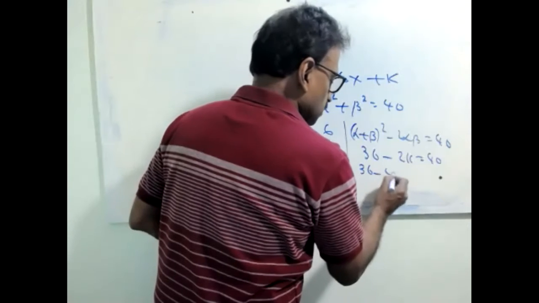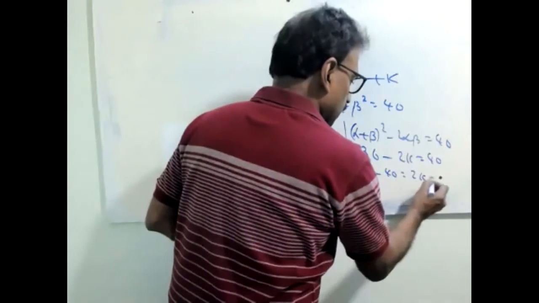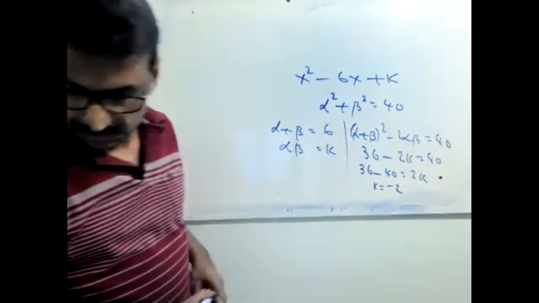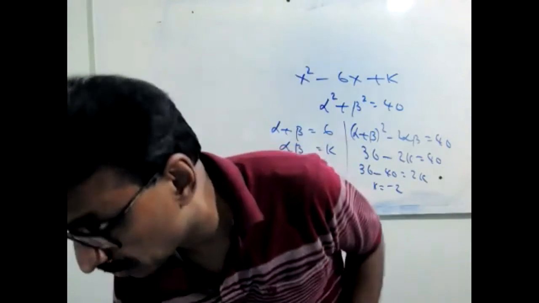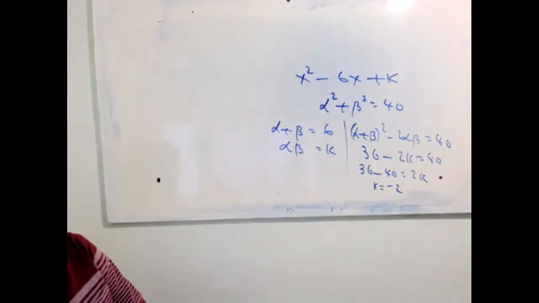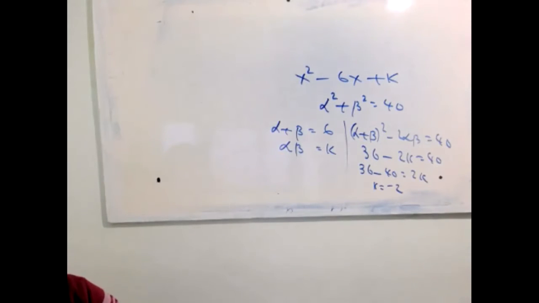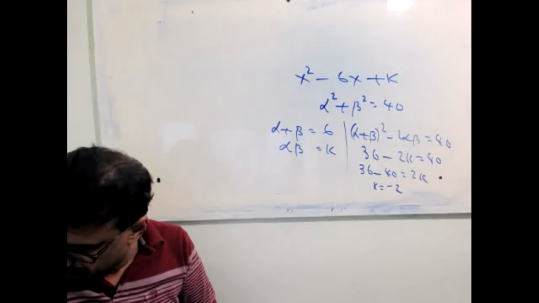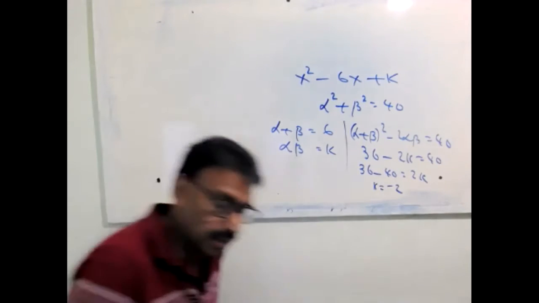36 minus 40 equals 2k, correct or not? So k equals minus 2. Anybody got it? Okay, write it first. I'm doing a revision of this one; we did this already. Copy first.